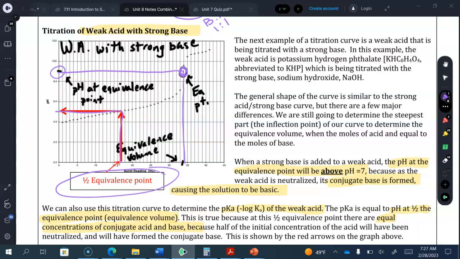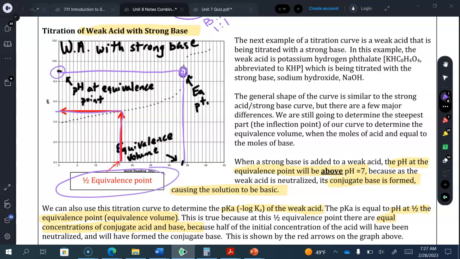Because half of the initial concentration of the acid will have been neutralized and have formed the conjugate base. So when we use the Henderson-Hasselbalch equation, the ratio of acid to conjugate base is 1, so the log term of that equation drops off and you're left with pH equals pKa.